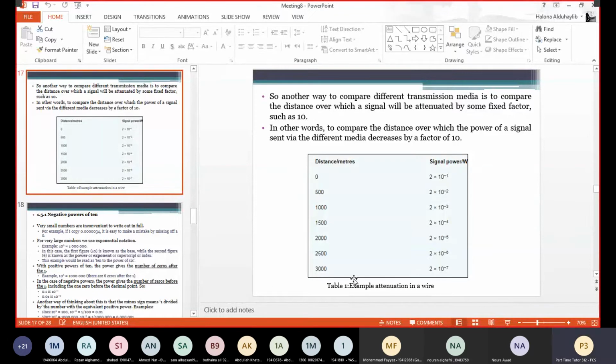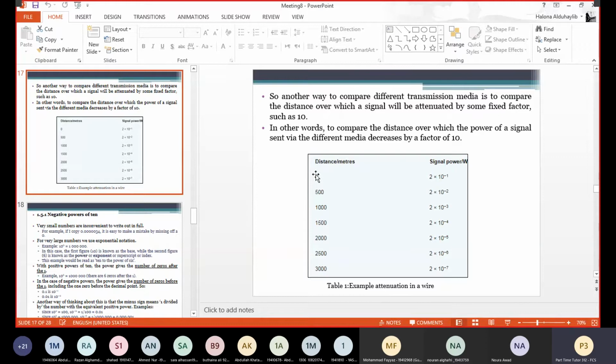Another way to compare different transmission media is to compare the distance over which a signal will be attenuated by some fixed factor, such as 10. So we can also calculate it with a fixed value. To compare the distance over which the power of a signal sent via the different media decreases by a factor of 10, we can represent it like this, using the wire.